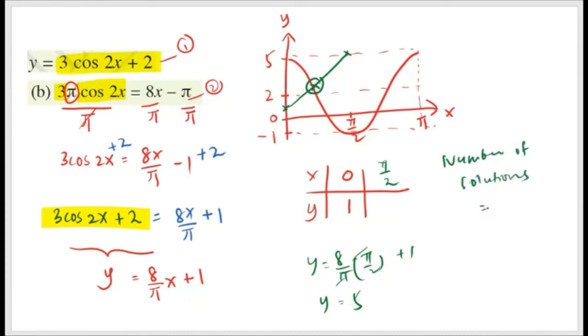Number of solutions equal to 1. The difference between sketching and drawing the graph is, for sketching, you only need to state the number of solutions. You don't need to find the value for x. But if the question asks you to draw the graph on graph paper, then you need to state what is the value for x. You need to read from your graph. So from here, we know that the number of solutions is 1.